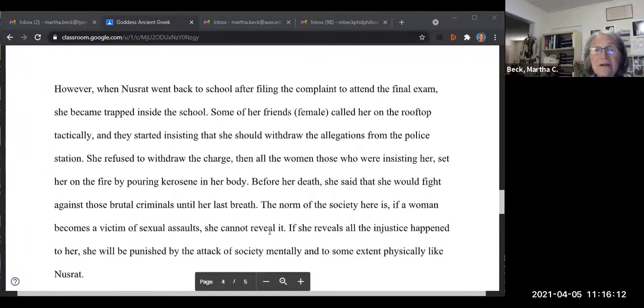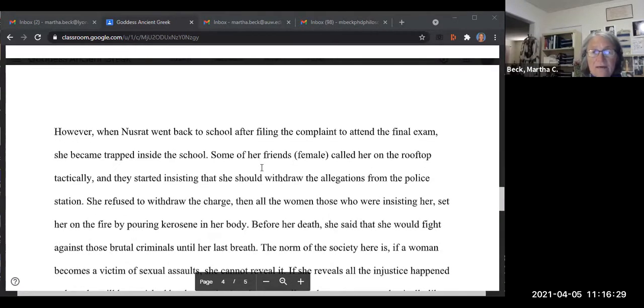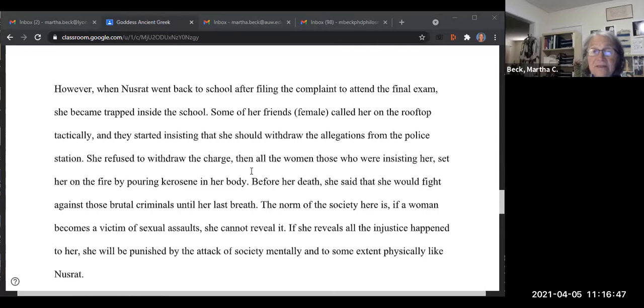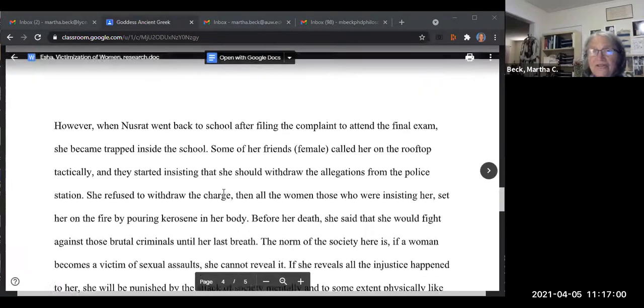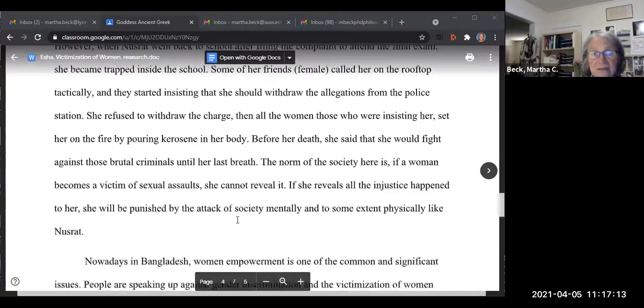Fourth, the police often do not support. So if you could get broader data about the police often not following through on these arrests, and then say that was true in this case. Then the problem of women supporting patriarchy also came up in her case. These female friends started telling her she should withdraw the allegations. She refused. Then the women set her on fire. So she has a good example. It's just that she needs to break it down and show how each step in this one example is part of a much, much broader trend. That's what she should have done with her example.